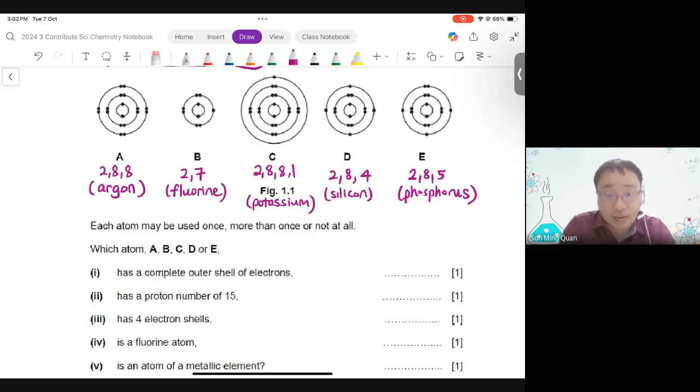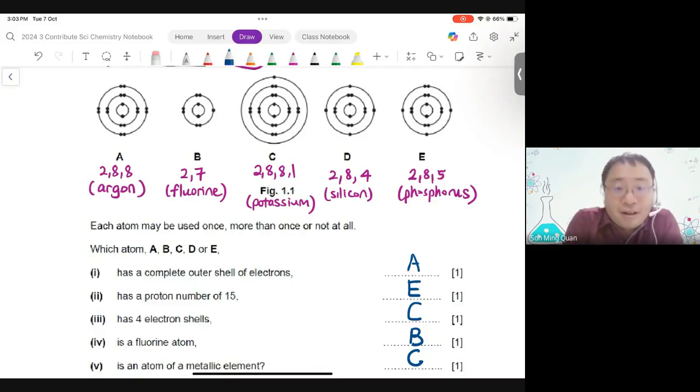The moment you have the names of the elements and the electronic structures, to be really honest, answering these 5 questions is a sure-in-the-bag 5 marks, right? Okay? Notice how quickly I did the 5 questions. I did it so quickly because I've already written down the electronic structures and the names. Look at part 4. Which one is fluorine? It's so easy because you have already written down which one is fluorine. Just choose B. B is fluorine.